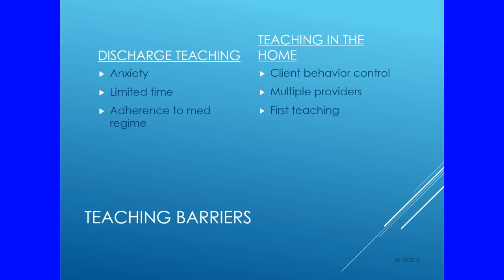Teaching at home has a potential for the teaching to be interrupted more. Being in the client's home environment, there are more distractions and the nurse has less control over the client's behavior. There are also many providers that care needs to be coordinated with. Each provider may have similar or the same treatments, but taught in a different way. This may confuse the client. Due to the time constraints in acute care settings, clients often encounter their first teaching regarding their care in the home.